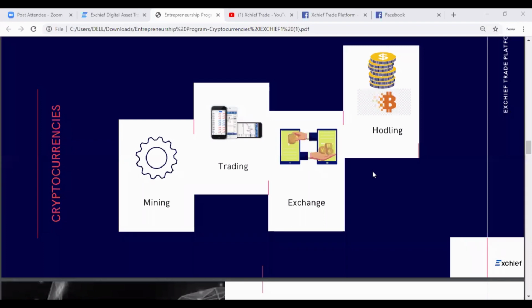Mining in a sense that when I send one part of cryptocurrency to a friend, or the person sends one cryptocurrency to me, it's actually verified. The transaction is verified by mining for a fee. So anyone who is mining cryptocurrency profits from it, as in from the fees.